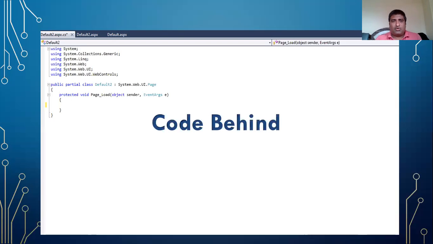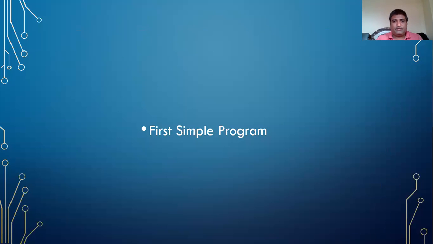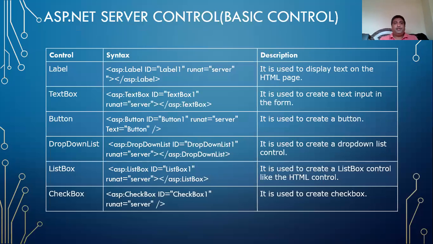So this is the code behind a simple program that we have given. These are some common controls that we have discussed right now. Label control is to display text on it. Text box is to get the user input. Its syntax is asp:TextBox, ID equal to TextBox1, runat equal to server. Here we close the text box as it is a paired tag.